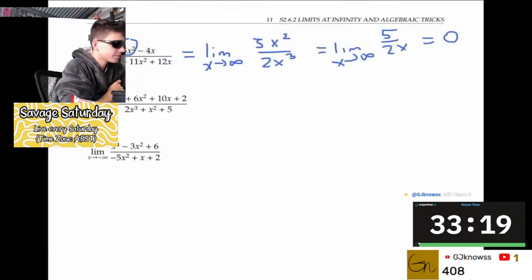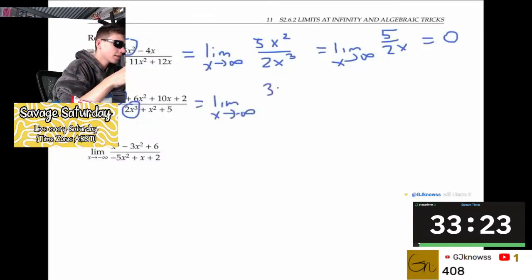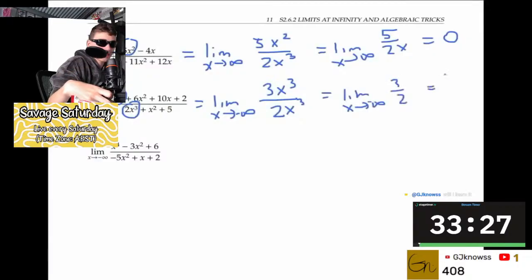Similarly, if we just focus on the highest power term in the numerator and denominator in the second example, we get the limit of 3x cubed over 2x cubed, which simplifies to the limit of 3 halves, which is just 3 halves.